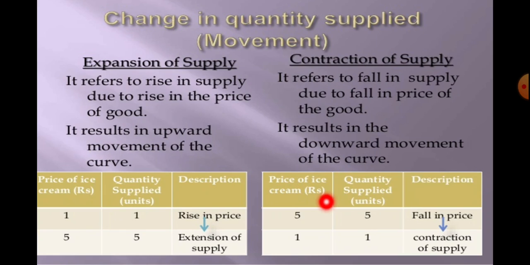Similarly, if price of ice cream decreases from rupees 5 to rupee 1, its quantity supplied falls from 5 units to 1 unit. So, what is the cause? This is fall in price. And what is the description? This is contraction of supply. One more thing you must keep in your mind, that in case of expansion or contraction, there is no shifting of supply curve. Actually, the movement is along the same supply curve. We will discuss this topic in the next portion.